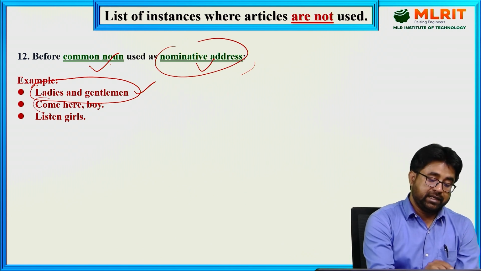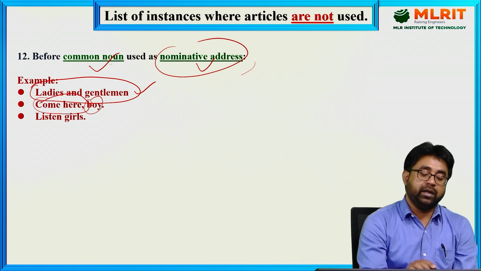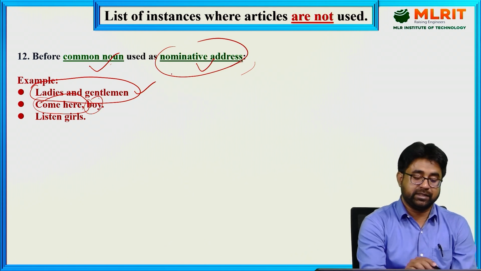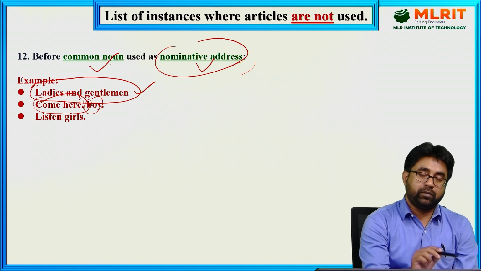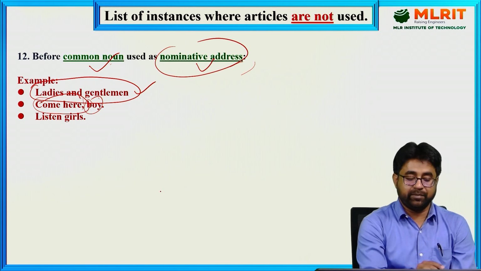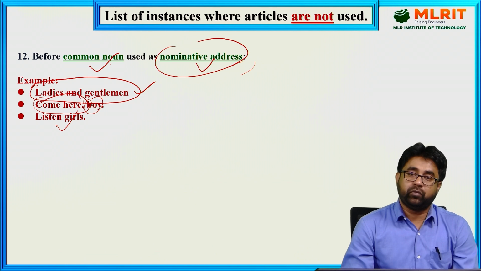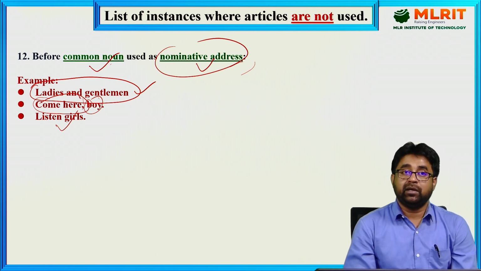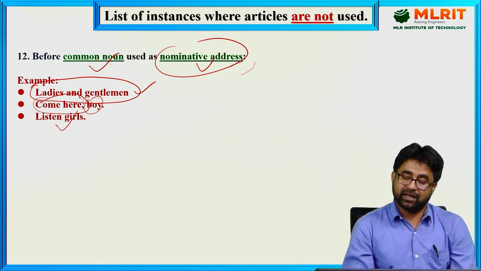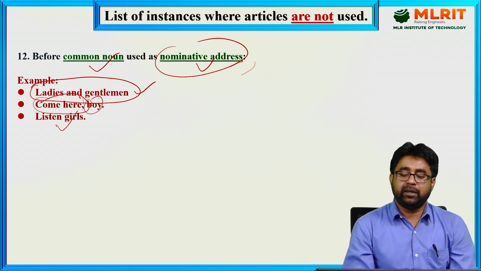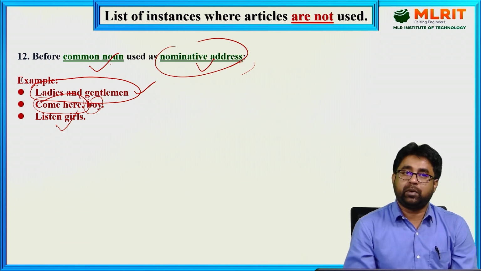You can see in the second sentence also, come here boy. Here also I'm addressing the boy in nominative address, so I'm not supposed to use any article. The same is the case with the third example also. So in short, these are the 12 major instances. There might be certain other instances too, but these 12 we have to be very careful about, and we should remember them.